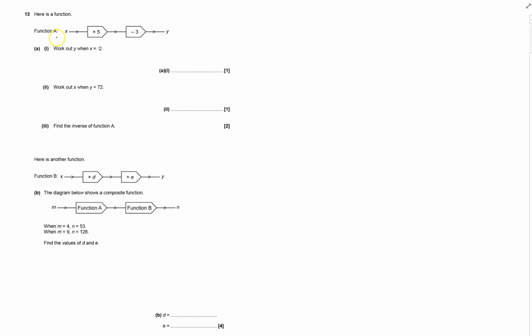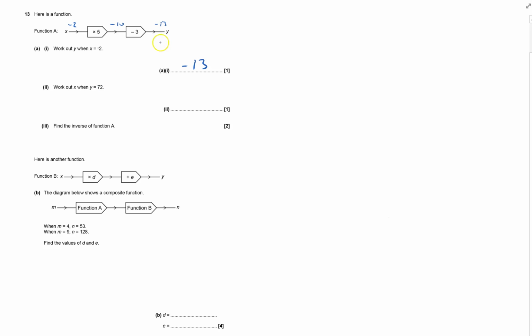So we've got a function A: x, times 5 and then subtract 3, and we get y. Work out y when x is minus 2. So put in minus 2, times it by 5 will be minus 10, take away 3 will be minus 13. So the first bit's minus 13 for 1 mark, that should be quite straightforward.